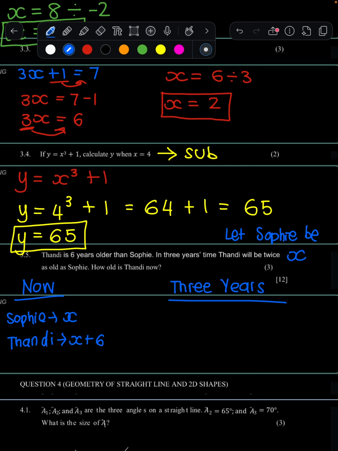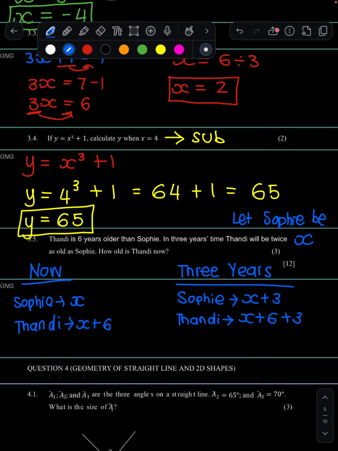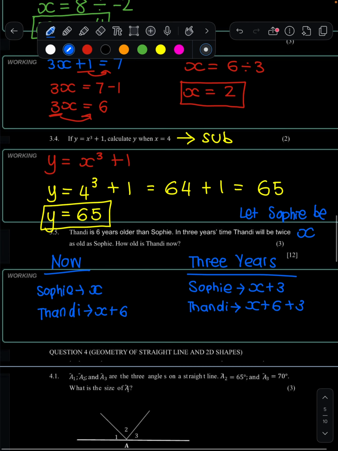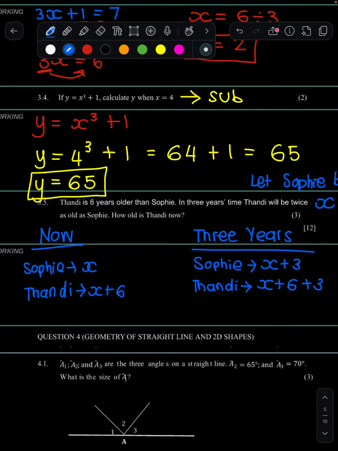Then in 3 years' time, Sophie is going to be her current age, so X, add on 3 years. And Tandy is going to be her current age, which is X plus 6, also add on 3 years. So you can see we have quite a few algebraic expressions here. What they then say is, in 3 years' time, Tandy will be twice as old as Sophie.